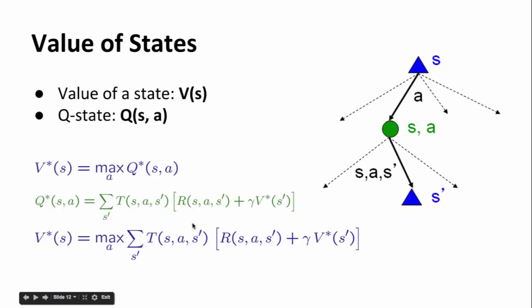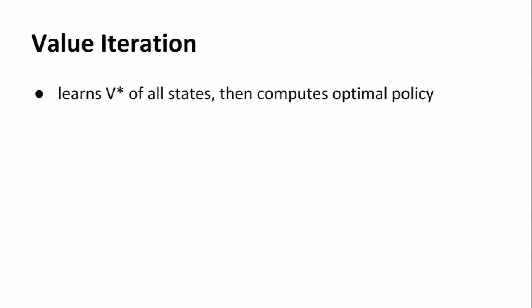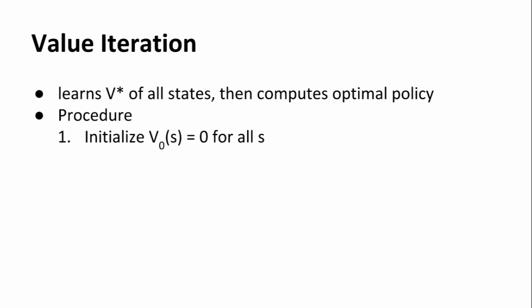So these equations are all well and good after we have already found the optimal values, V star. But the problem is, in most cases, we have to find what these optimal values are, right? And to do that, we're going to use a couple of different algorithms, the first of which is value iteration. So the goal of value iteration is going to be to learn the optimal value of all the states, and then to use those optimal values to compute the best policy. And the way that we're going to do it is as follows.